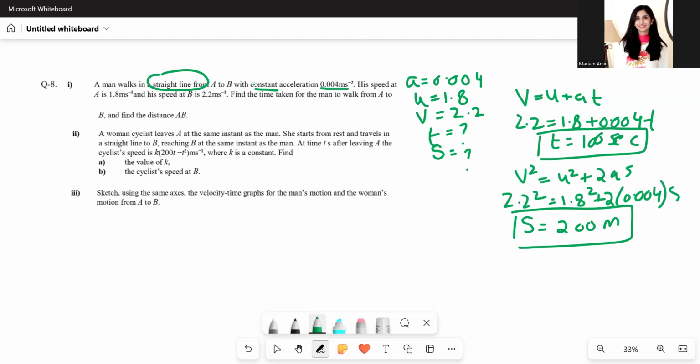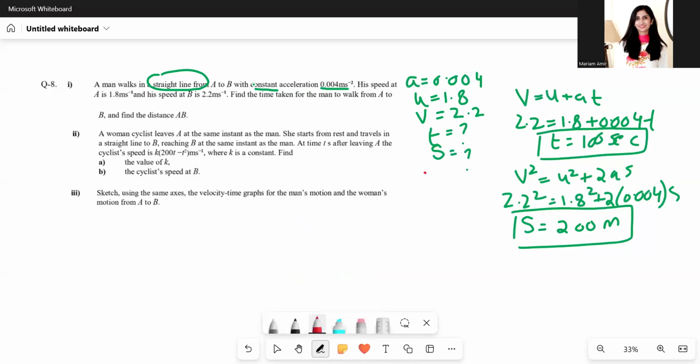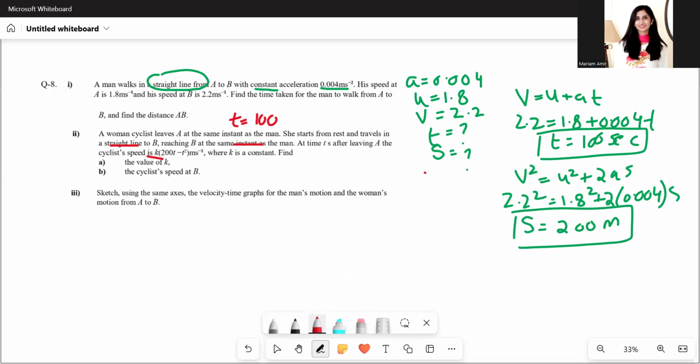Part two says a woman cyclist leaves A at the same instant as the man. She starts from rest and travels in a straight line, reaching B at the same instant as the man. So the man reached B at t equals 100 seconds, so this woman will also reach B at 100 seconds. At time t seconds after leaving A, the cyclist's speed is this.